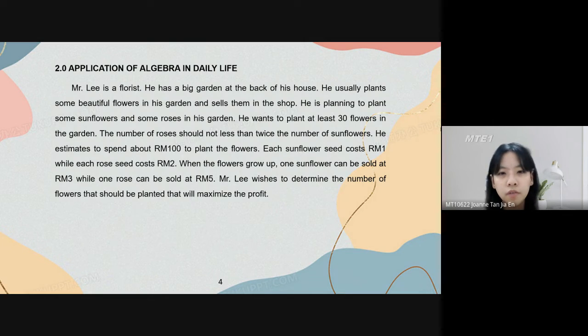The number of roses should not be less than the number of sunflowers. He estimates to spend about 100 ringgit to plant the flowers. Each sunflower seed costs 1 ringgit while each rose seed costs 2 ringgit. When the flowers grow up, one sunflower can be sold at 3 ringgit while one rose can be sold at 5 ringgit. Mr. Lee wished to determine the number of sunflowers and roses that should be planted that will maximize the profit.